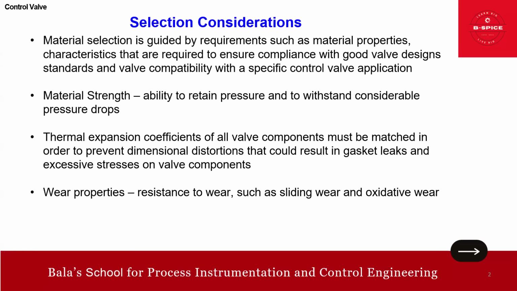Then wear properties. What is this wear properties? Basically it's the resistance to wear, such as sliding wear and oxidative wear. You may ask a question, what is the sliding wear? Sliding wear refers to the process in metals, in our case the control valve body, where the material removal occurs through either oxidative processes, probably a mild wear, or a plastic flow of the surface, leading to the formation of metallic debris. So basically it's one kind of wear in a metal.